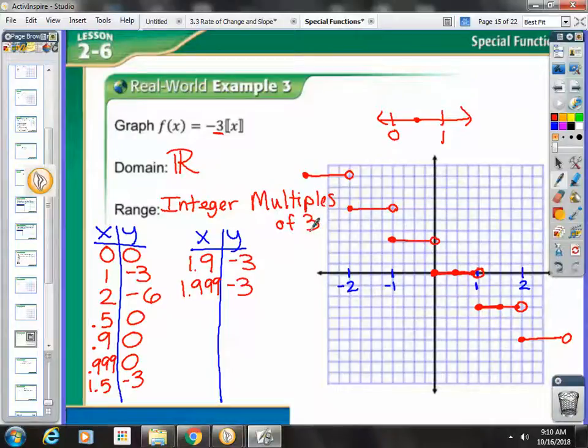Another way that you could do this range, and I'm kind of out of room, so I'll come down here, is I could list the range values. I could say negative 3, 0, 3, 6, 9, dot, dot, dot on both sides. That would be another way to list my range values.